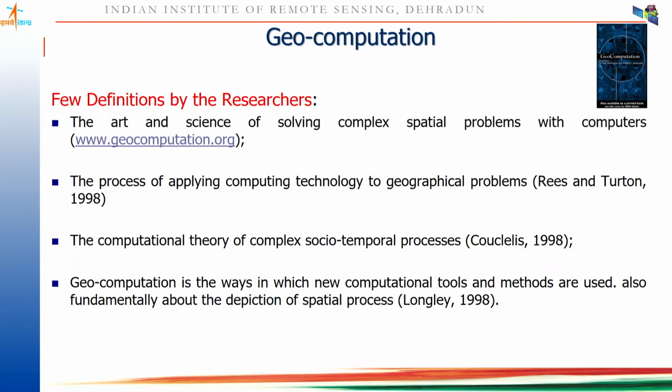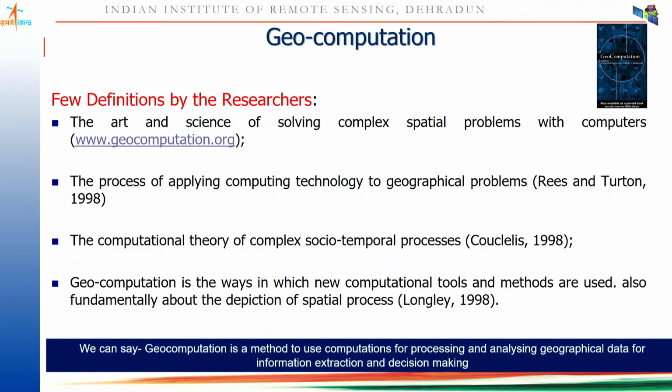Another definition says that it is a computational theory of complex socio-temporal processes. When you are dealing with the societal context, the term socio is very important. And temporal process means in the temporal domain, we are dealing with time series data. That is another kind of definition. Another definition says that geocomputation is the way in which new computation tools and methods are used, and also fundamentally about the depiction of spatial processes. It looks like a little complex definition, but here it says that you are dealing with spatial processes, the processes which deal with space and time data, especially to solve geographical problems.